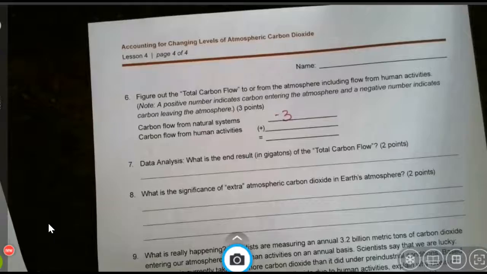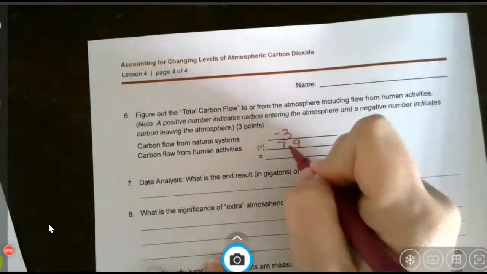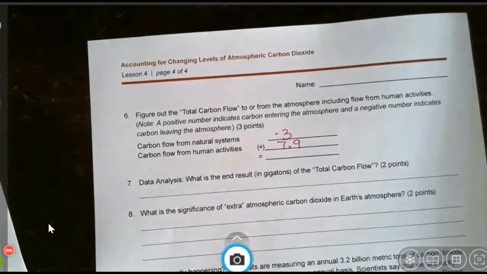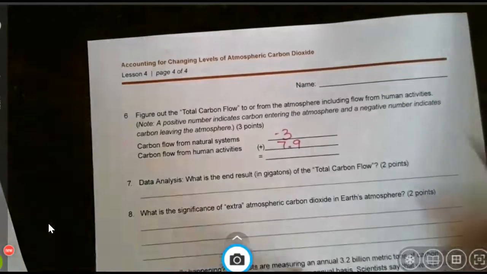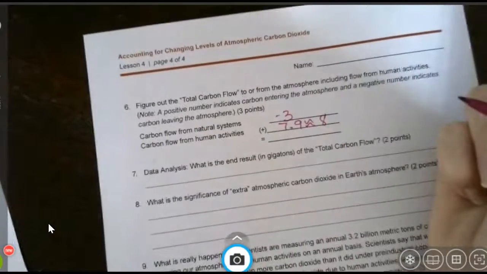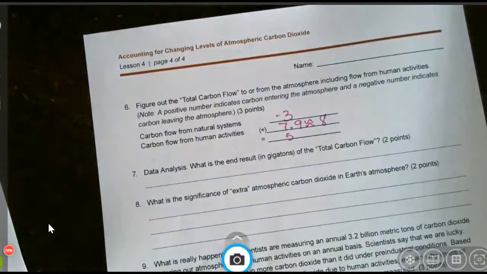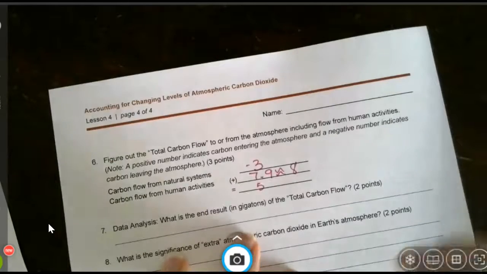7.9. Okay, so -3 plus 7.9 should give us, and let's make it easy on ourselves, guys, let's just round this to 8. So what is 8 minus 3? Should get you 5 gigatons. And that's a positive number, which means what? It is going into the atmosphere. 5 gigatons.